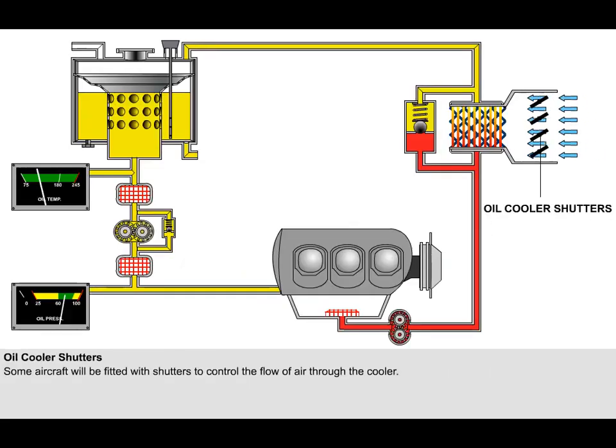Higher powered aircraft will be fitted with shutters to control the flow of air through the cooler. The shutters will be closed at startup to allow the engine oil temperature to rise quickly, and then be opened to maintain the temperature. In flight, the shutters will be closed off again as the temperature of the air reduces at altitude. Control of the shutters can be manual or automatic.